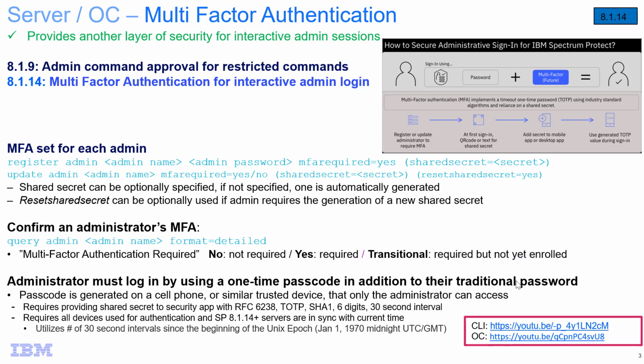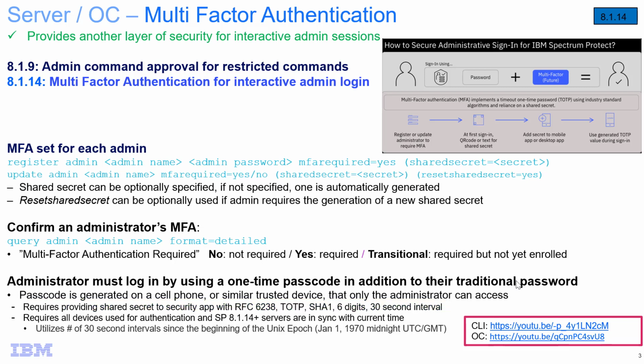If multi-factor authentication is turned on for an administrator, when they log on, they will have to not only enter their traditional password, but they'll also have to enter a one-time passcode. And this passcode is generated either on a cell phone or similarly trusted device that only that administrator can access. That particular passcode generator will have to be a security app with RFC 6238, TOTP, which is a time-based authentication, SHA-1, 6-digit code generator, and generate at 30-second intervals.